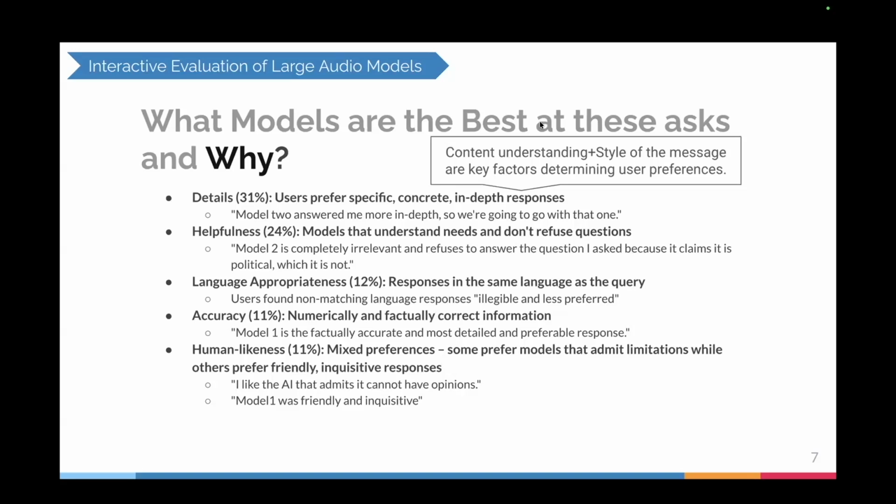Finally, human likeness appears in another 11% of explanations. Users tend to have different preferences. Some may prefer models that sound friendly and conversational, while others like the models more when it clearly distinguishes itself from a human. So this shows that the ideal degree of human likeness actually depends on individual preferences and remains as one dimension that could be personalized.